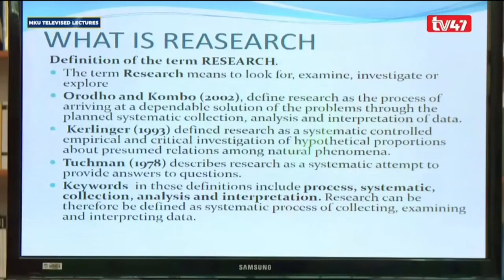It is not something that just happens. It is something that is planned for. It is a process. Then secondly, we are saying that it is systematic, an indication that it is not haphazard. It is not something that happens by chance. It is not something that happens by wishful thinking. It has to be systematic. There is a definite way of carrying out research activities.